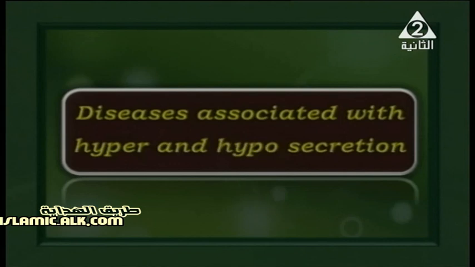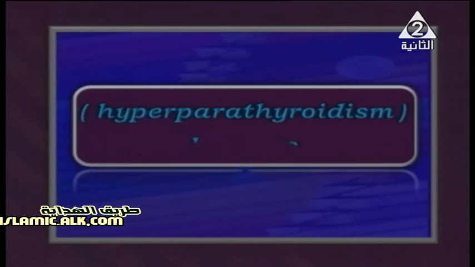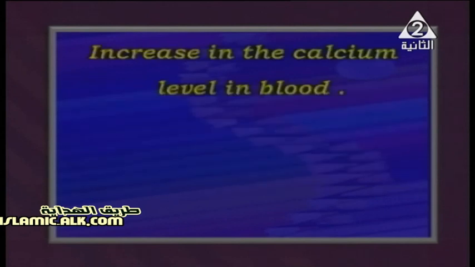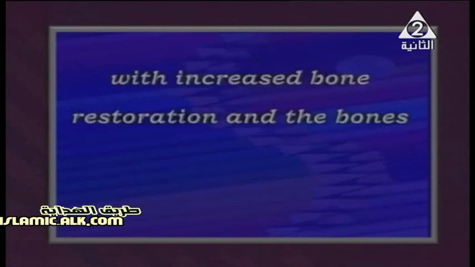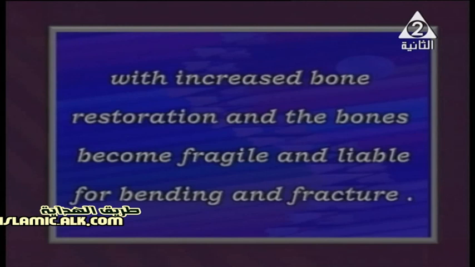What about the diseases associated with the increasing and decreasing of the secretion, the hyper and hyposecretion of the hormones of the parathyroid gland? Number 1, hyperparathyroidism, or hypersecretion, which causes an increase in the calcium level in the blood. As most of the calcium is released from bone, that condition is associated with increasing bone resorption, and the bones become fragile and liable to bending and fracture.